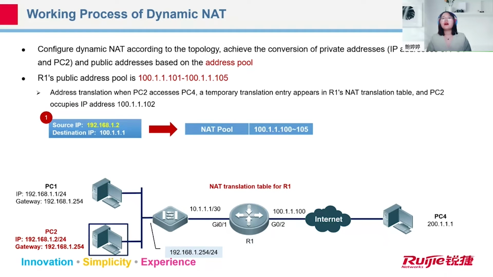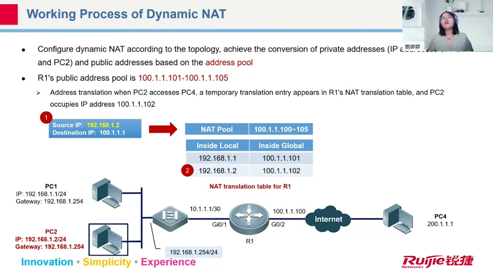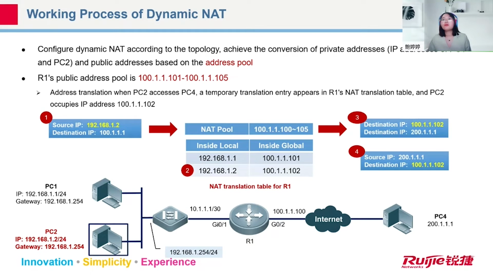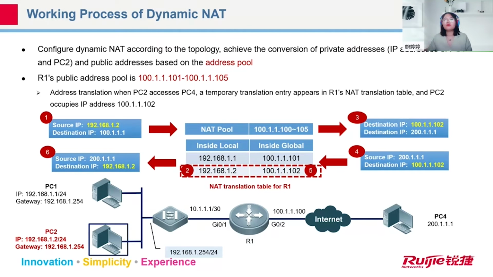also we will send out the message and it enters router 1. Now we will find the second public IP address, 102, to give to PC2 because 101 is now used for PC1. And then send the message out. PC4 will give a reply, match the entry, and we will send the message to PC2.